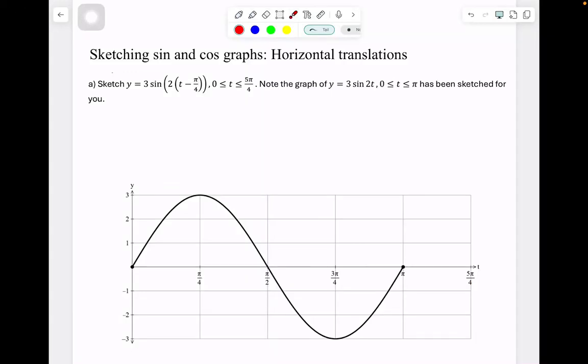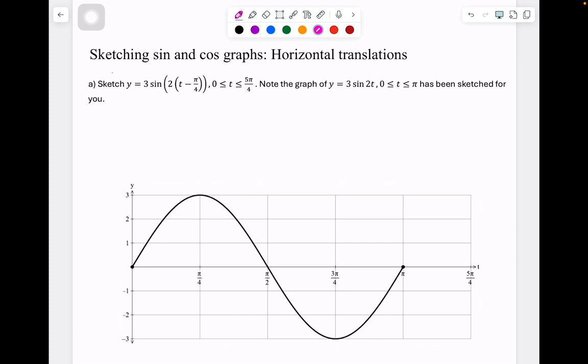In this video here, we will be sketching sine and cos graphs with horizontal translations. In this particular example here, we will look at a sine graph that has a particular horizontal translation associated with it. And for this case here, we've been given the graph of 3 sine of 2t, which has not been horizontally translated yet.